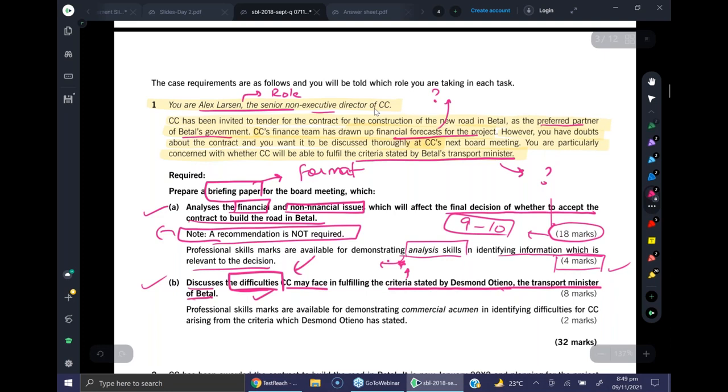So for 8 marks again, I will be discussing at least 4 points. And professional skills marks are available for demonstrating commercial acumen and identifying difficulties for CC arising from the criteria which Desmond has stated. So Desmond has given us a very quick criteria in one of the exhibits. Now it is on us to think of ideas that how this criteria will create problems for CC company. So you'll have to give your own ideas, and that's why commercial acumen is tested here. Are you giving the relevant ideas, what difficulties you might face? So thinking about everything and applying proper judgment can get us these marks as well. So first requirement is a total of 32 marks.